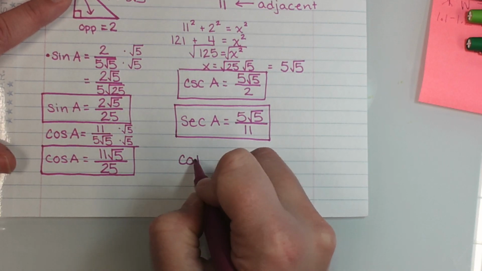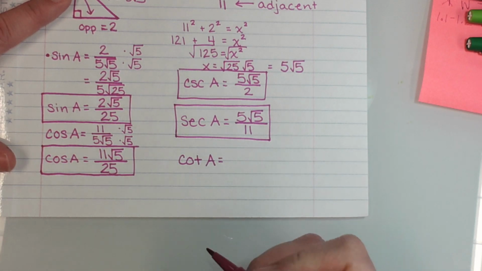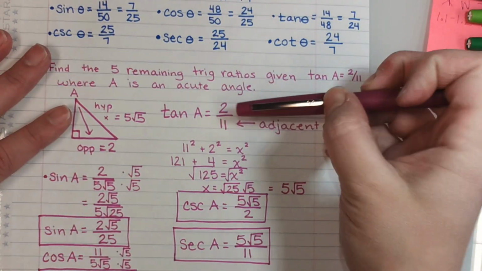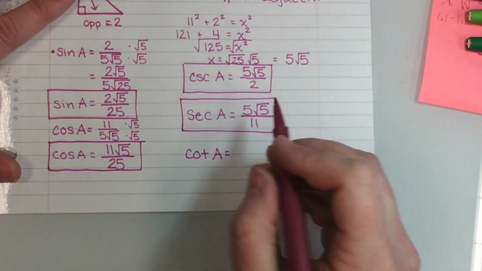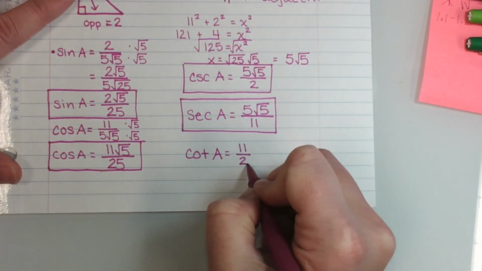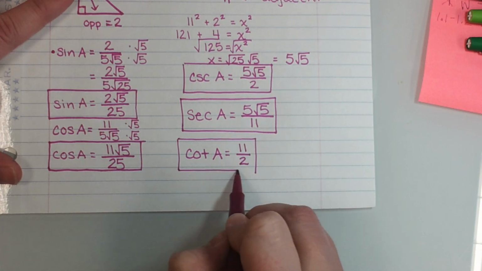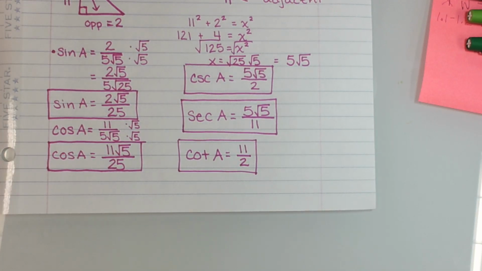Cotangent. How the heck am I supposed to do cotangent of A if I didn't find tangent of A? It was given to you in the question. Flip 2 11ths, you get 11 halves, which doesn't simplify. Second problem, all that different from the first problem? No. Yep.